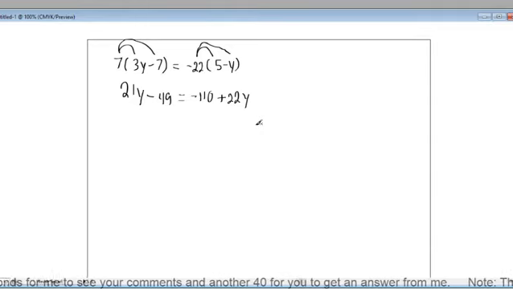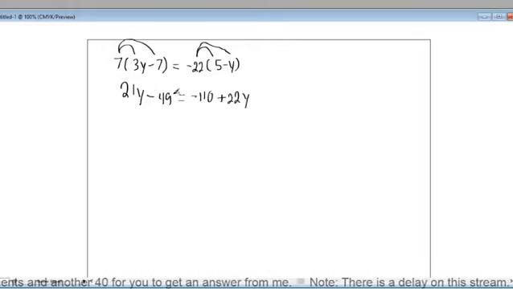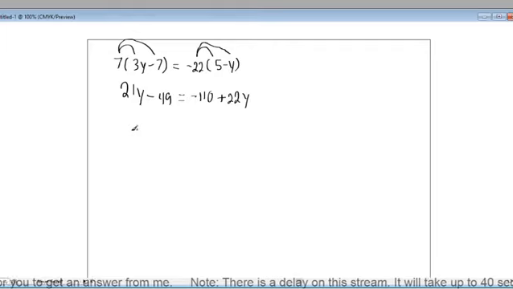Now we should check and see if there's any other ways that we can simplify these expressions. Well, lucky for us, I actually don't see any way that we can simplify these any further. There's no powers to take care of. There's no combining like terms that we need to do. These are already simplified.